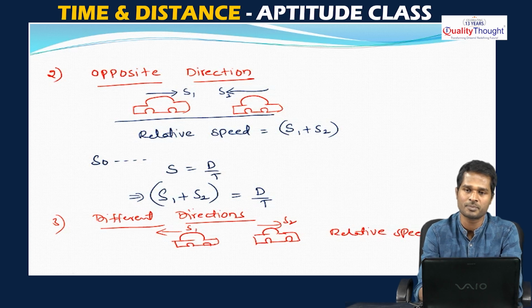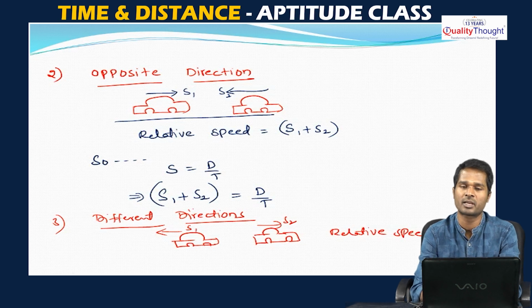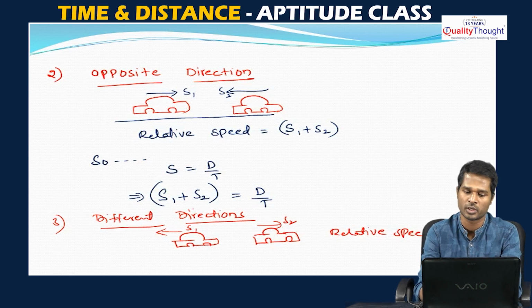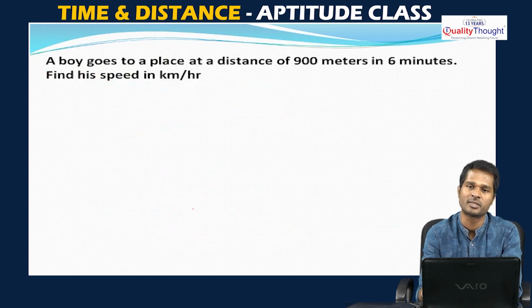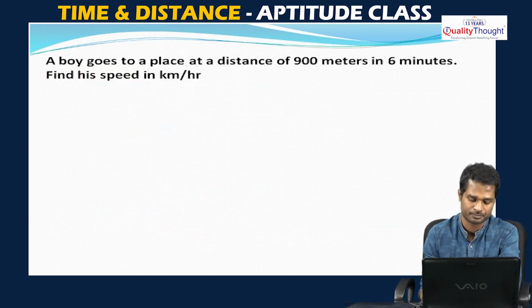So remember these concepts, the basic concepts, how we have converted the speeds from kilometers per hour to meters per second, and how we converted the speed from meters per second to kilometers per hour. Then remember the concepts of relative speed and average speed. Then we will solve some questions about this. We will start with the basic question. Let us see question 1.